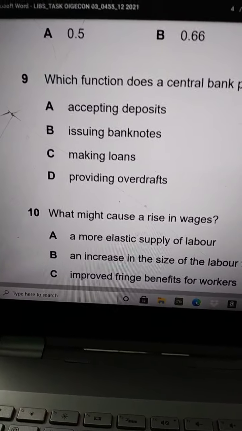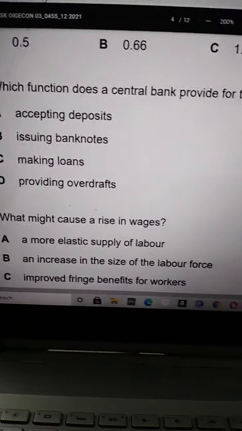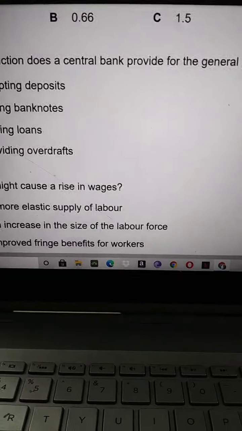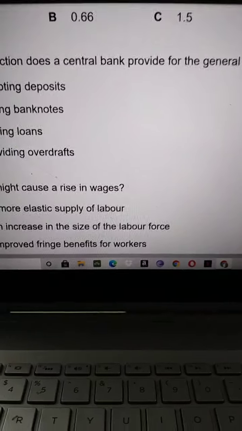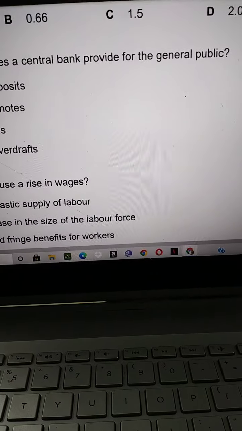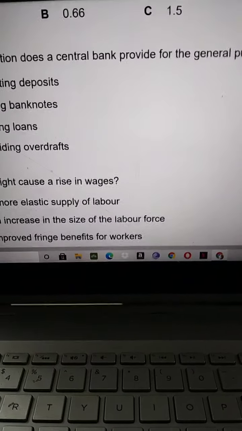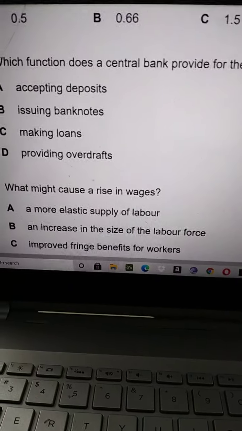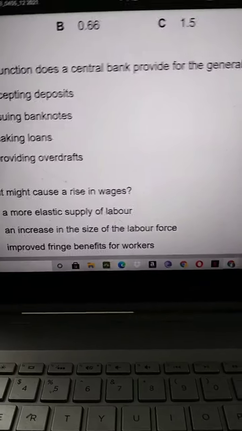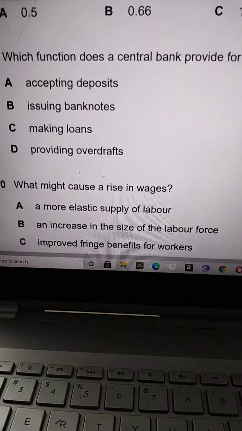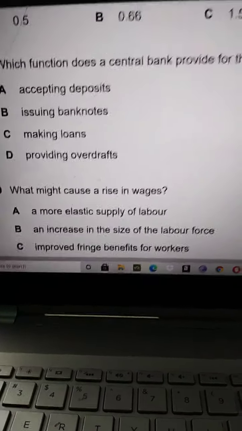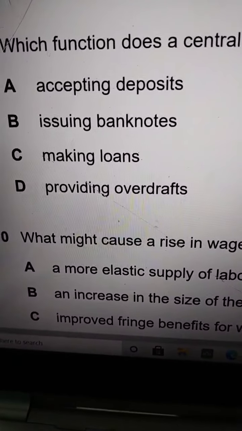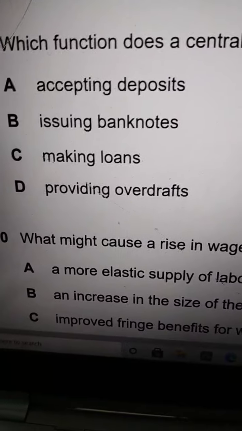Question number 9. Which function does a central bank provide for the general public? Remember, students, the central bank doesn't have anything to do with the general public. It is the government's bank, like the State Bank of Pakistan. The only thing it can do is issue new notes. They print new notes. That is the only thing. They will not accept deposits from the general public.